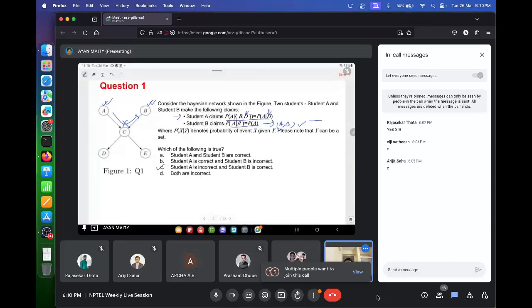So A is independent of B, that's why B can be omitted from the probability value completely. A is independent of B if D is given. So this is what the first claim is.